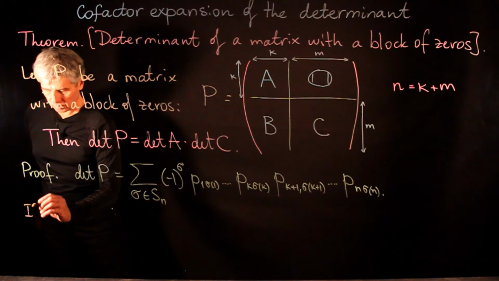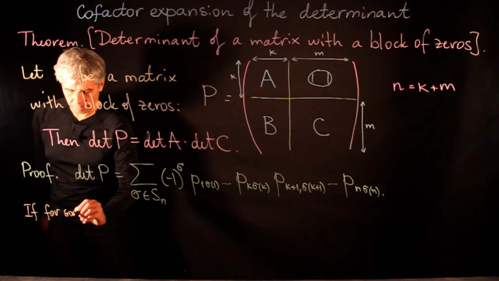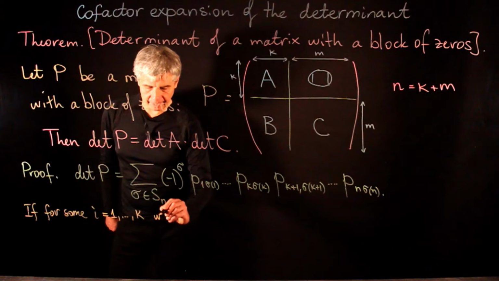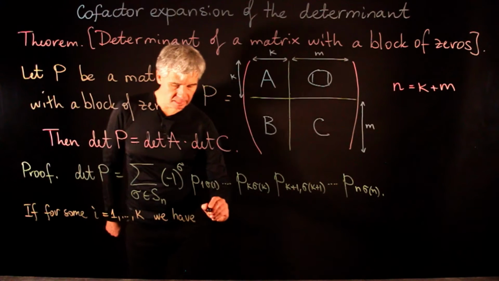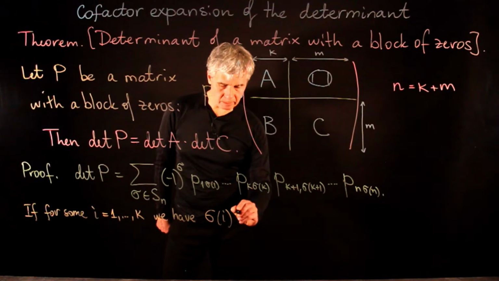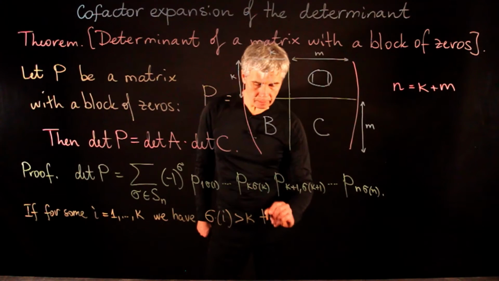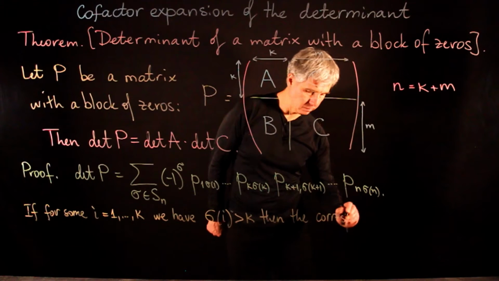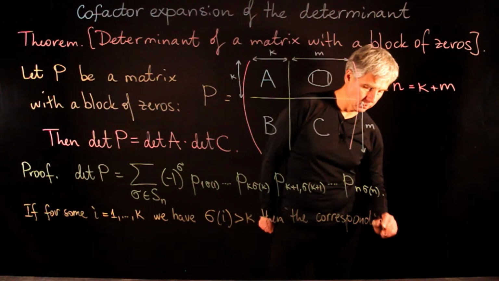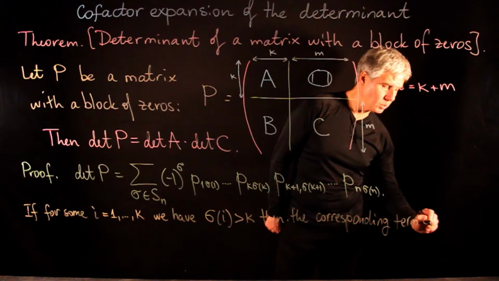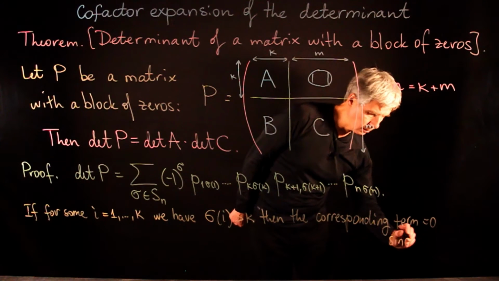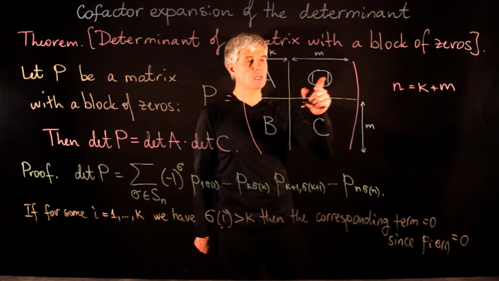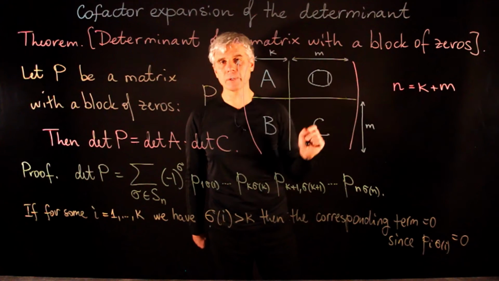So if for some i from 1 to k we have sigma of i greater than k, then the corresponding term in this sum is equal to 0, since in this case P_{i,sigma(i)} is equal to 0, because this entry will be in this block filled by zeros.